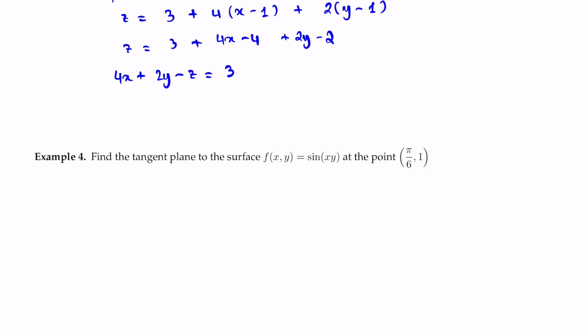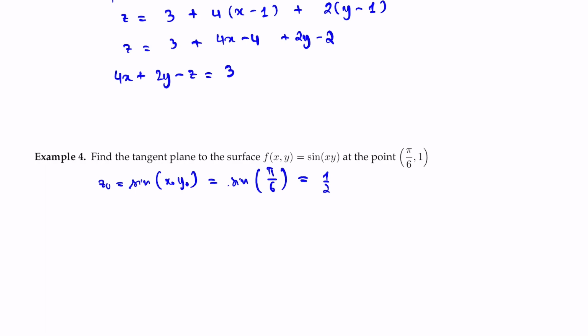Very straightforward, you are given x0 equal to pi over 6 and y0 equal to 1. You substitute these values into the original function to find the z0 value. Here you have z0 equal to sine of x0 times y0, given that x0 is equal to pi over 6 and y0 is equal to 1, or you have sine of pi over 6, and this gives you 1/2.